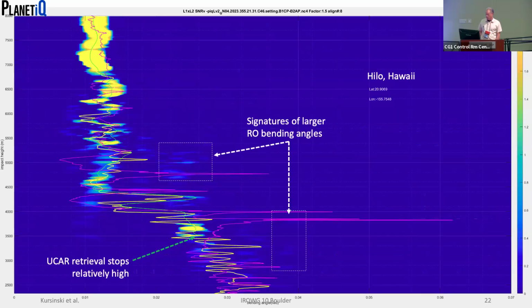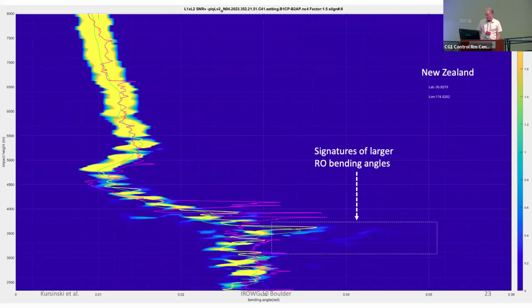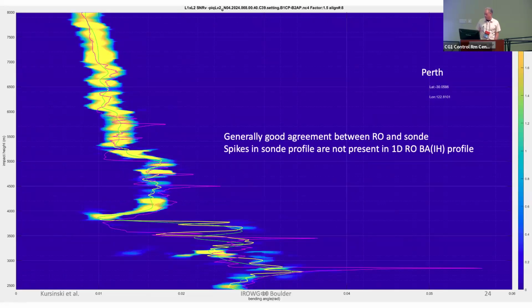Okay, next one. This is another one over Hilo, again, things that are interesting to me. The UCAR retrieval and the retrieval I've been working on are sort of in here, but there is information out there at larger bending angles that we've got to work on how to retrieve. This is another example over New Zealand. Again, you can see this power out here, but the retrievals aren't grabbing it. This is an interesting one over Perth with some sharp structures, and they're tracking one another pretty well through here, not perfectly.